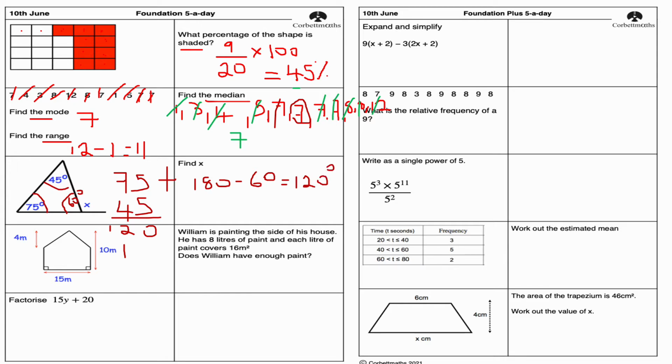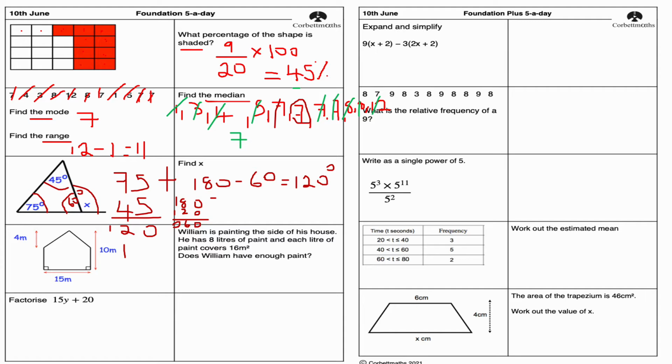Just to repeat there, guys, angles in a triangle add up to 180. So I got 120 from 75 plus 45. 180 take away 120, so I can do that as column subtraction. 0 take away 0 is going to be 0. 8 take away 2 is 6. 1 take away 1 is 0. That's going to be 60 degrees. To work out x, angles on a straight line add up to 180. So 180 take away the 60 is equal to 120.